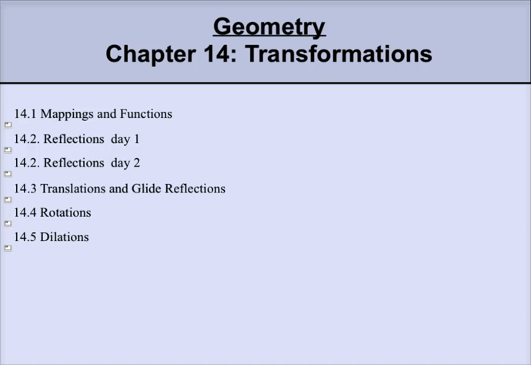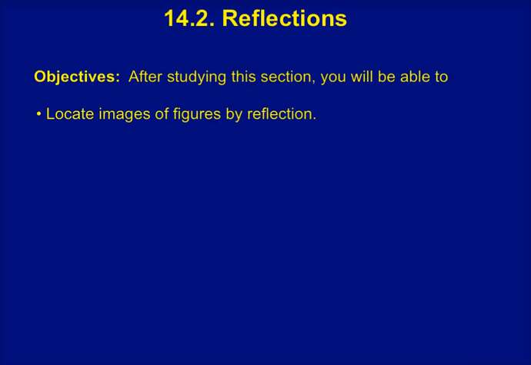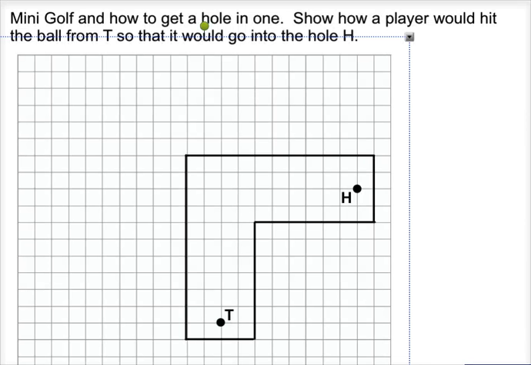Chapter 14, Transformations. Today we're going to look at Section 14.2, Reflections, Day 2. And our objective is to locate images of figures by reflection. And we're going to look at mini golf and how to get a hole in one. Show how a player would hit the ball from T so that it would go into the hole H.